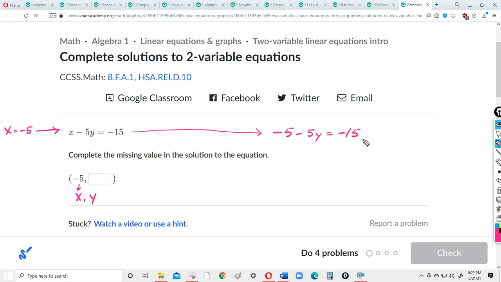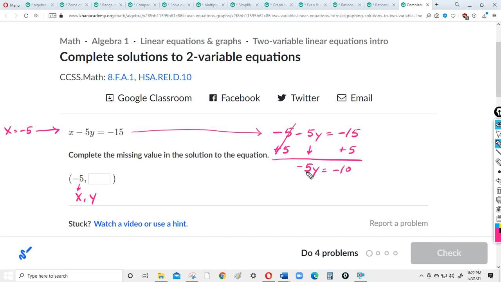Alright, we want letters on one side and numbers on the other. So the opposite of negative 5 is positive 5. And you do that to both sides. Negative 5 plus 5 is 0. That cancels. Bring down your negative 5y. Bring down your equal sign. And negative 15 plus 5 is negative 10. Okay, if you can't do it in your head, use the calculator.